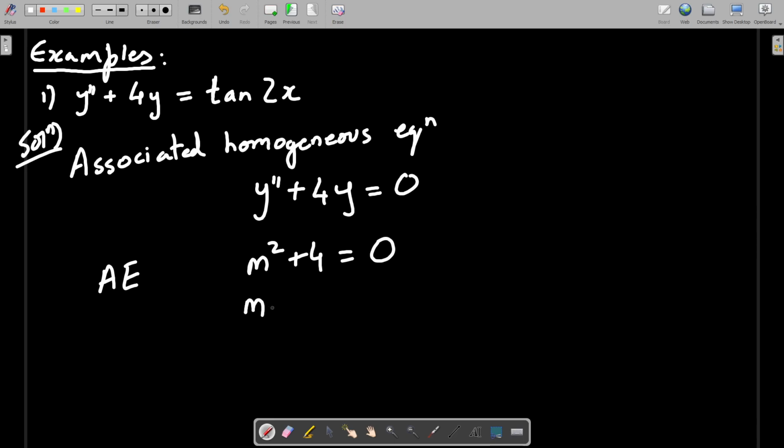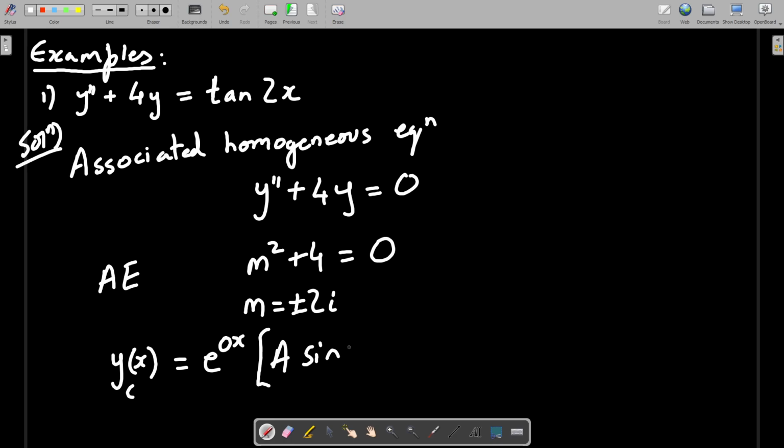So what are the roots here? m is equal to plus or minus 2i. Okay, I'm going to get complex roots over here. So what is going to be the solution? Yc, the complementary function, will be e raised to 0x into a sin 2x plus b cos 2x.